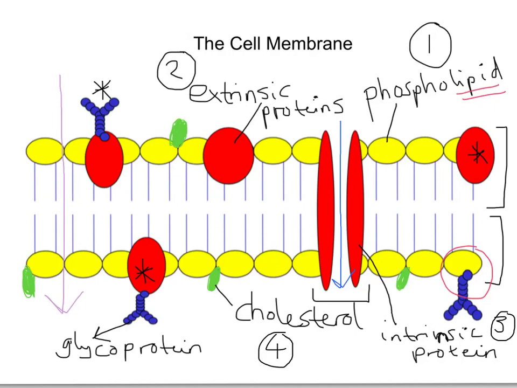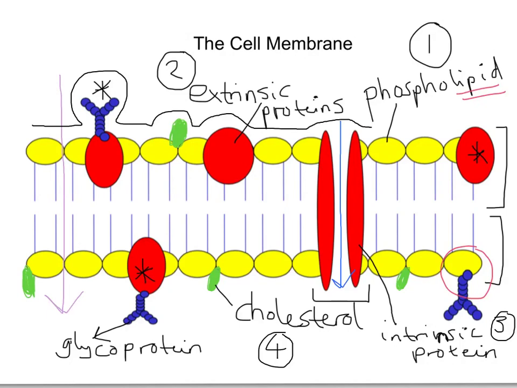Mosaic is because if you were to imagine rubbing your hand on the top surface of this picture, it would feel quite bumpy. It's not a flat, smooth surface. If you just follow my pen here, you've got this glycoprotein, you've got this piece of cholesterol, then you've got this extrinsic protein, for example, then an intrinsic. You can see it's not a smooth surface. So that's where the term mosaic comes from.